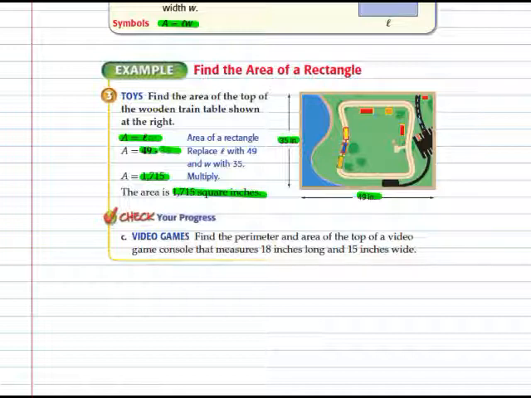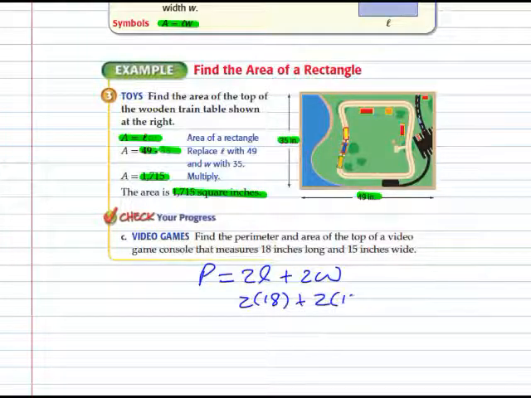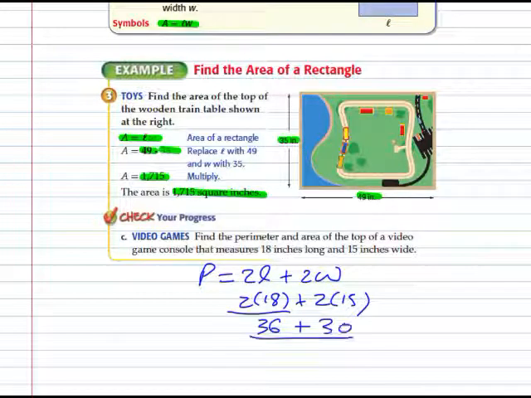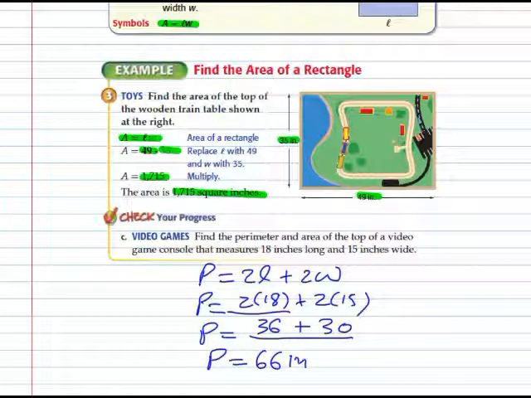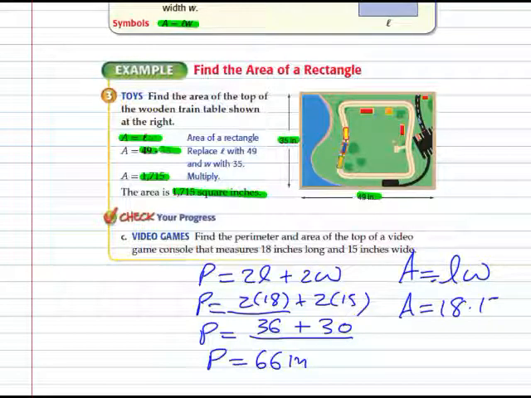Find the perimeter and the area of the top of a video game console that measures 18 inches long and 15 inches wide. So for perimeter, we're going to use 2L plus 2W, 2 times 18 plus 2 times 15 gives us 36 plus 30, or a perimeter of 66 inches.